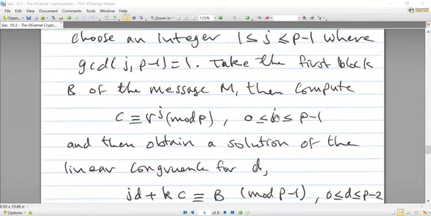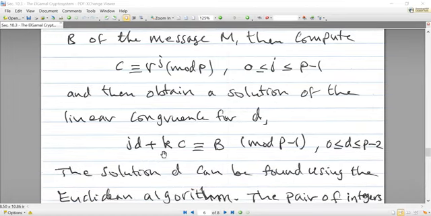And it's supposed to be C. And then we obtain a solution to this linear congruence, the solution for the letter D. So it's a linear congruence: J, which we know, D, this is what we're trying to find, plus KC congruent to B mod P minus 1.